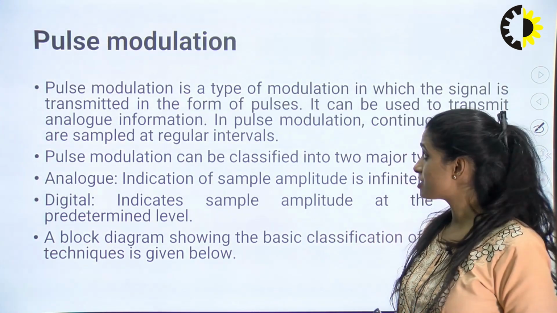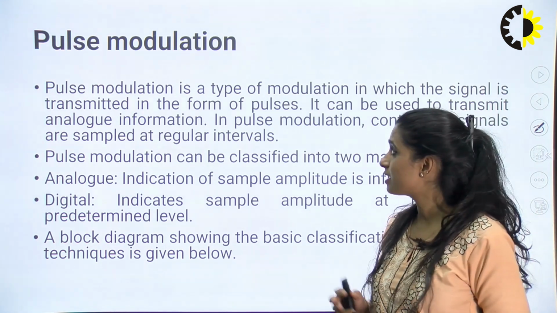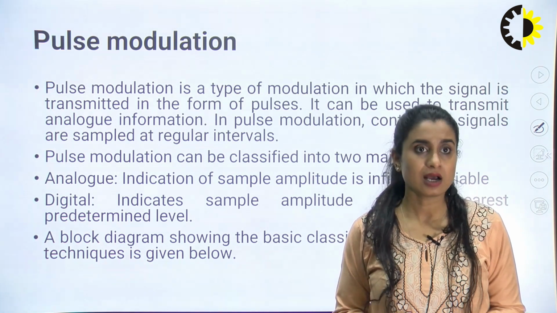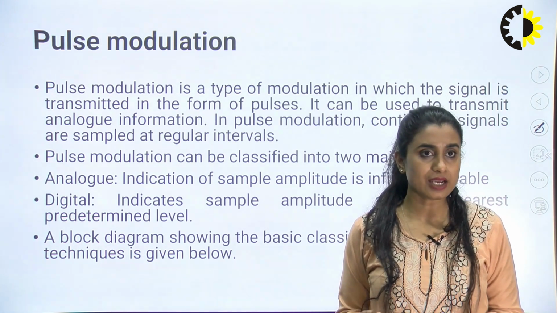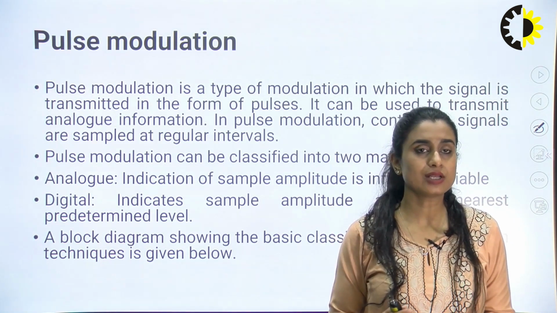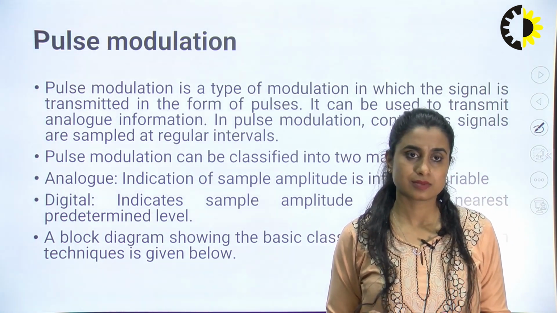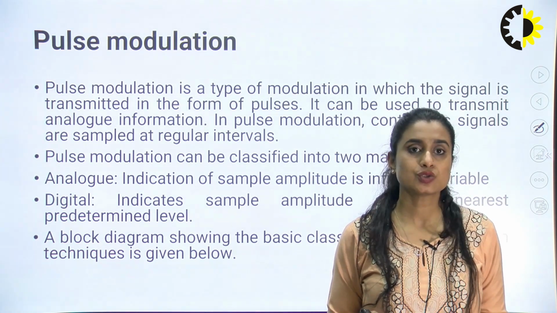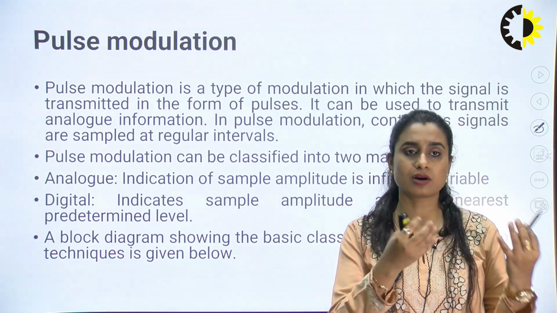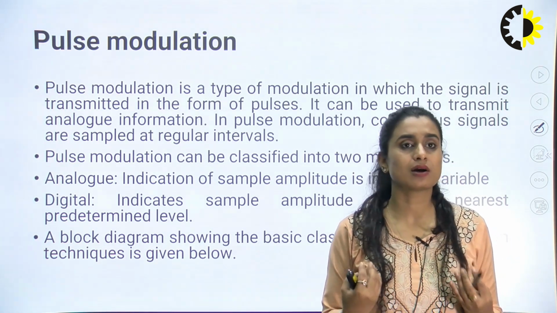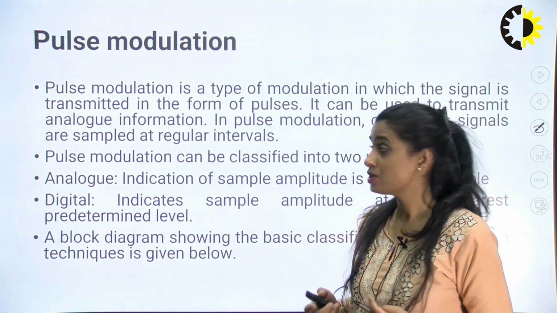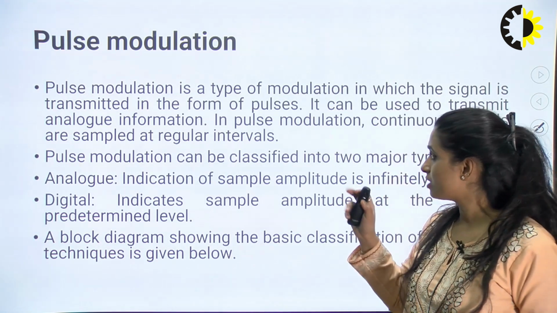It is a type of modulation in which the signal is transmitted in the form of pulses. So the carrier used here isn't a high frequency sinusoid, it is a high frequency train of pulses. So the modifications that we do in the carrier are modifications in the pulses. These high frequency pulses will somehow imitate my message signal or make some changes in their own appearance so that they carry the information that my message signal has. So it can be used to transmit analog information.